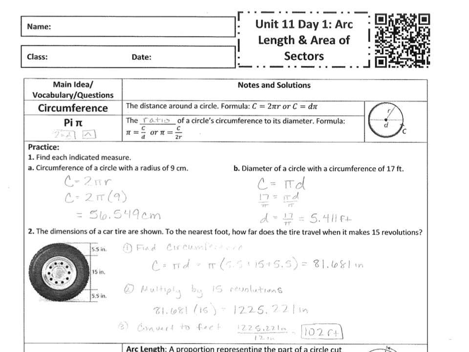Unit 11 begins our study of area of shapes. So we're starting with circles since we just left those in Unit 10. A couple things to remember about circles. Do we know what a circumference of a circle is?